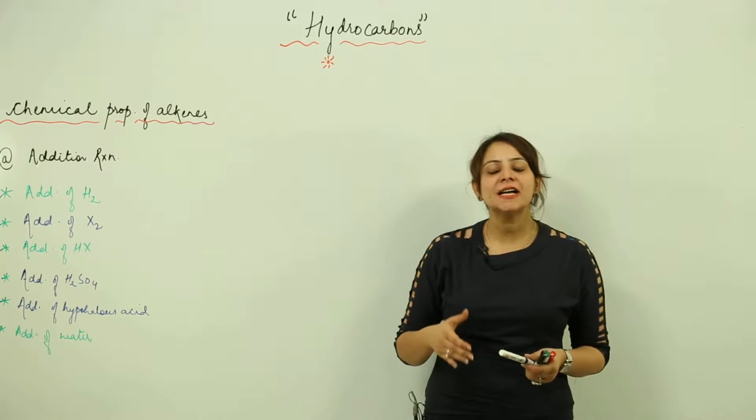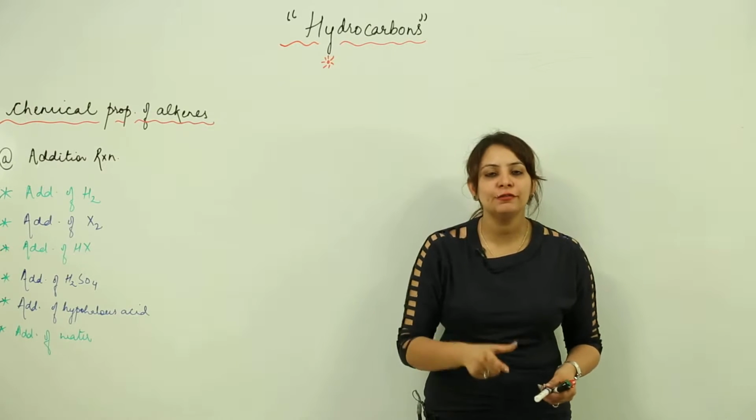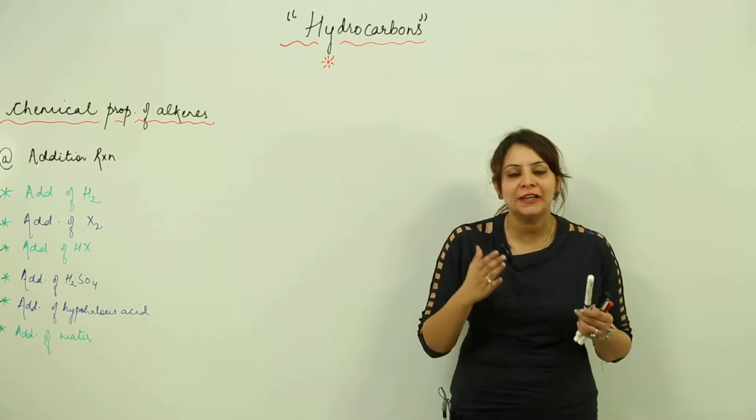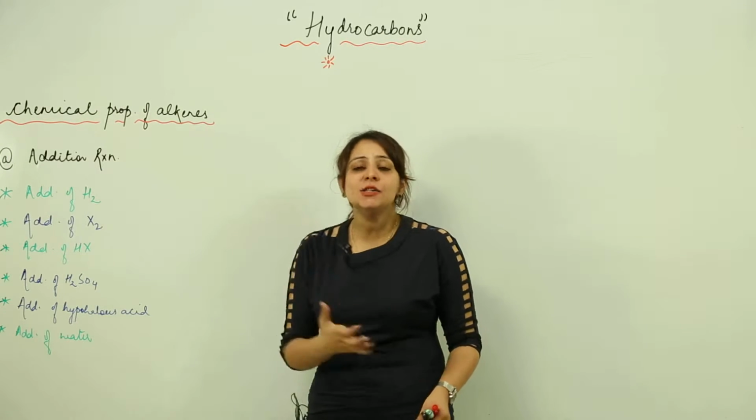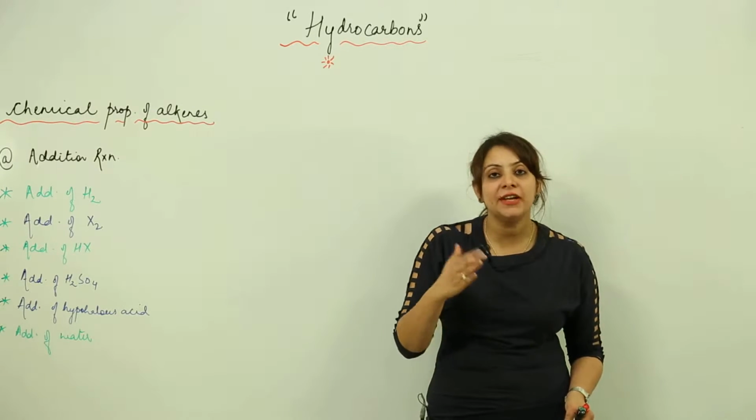Now we are going to start with the chemical properties of alkenes. So the first major property which I have for you, or you can say a crucial property for alkenes or an unsaturated compound, is the addition reaction. As you all know, alkanes cannot actually undergo addition reaction because they don't have an extra bond.